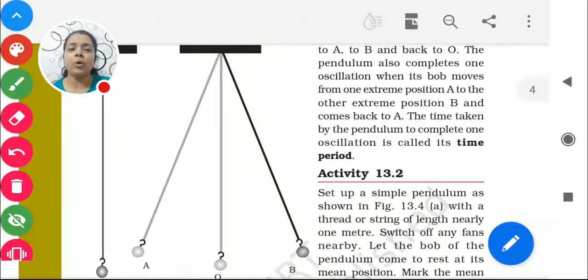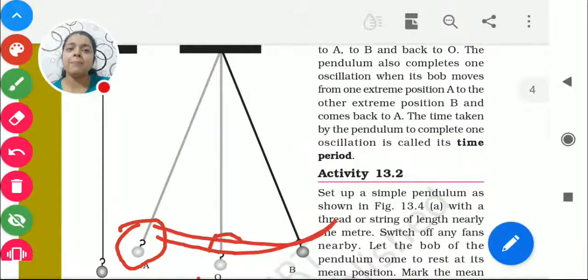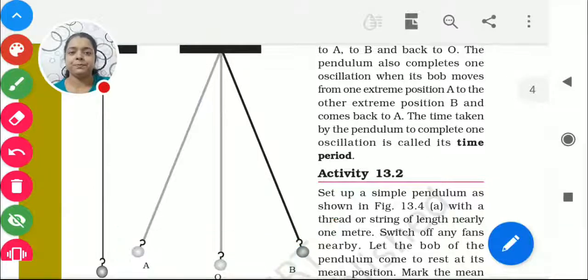Means from the point it had started. For example, take this one. It started from here, went there and came back. Went there and came back. So what is it actually? It is known as oscillatory motion. The point it started from, after movement along, it reaches the same point again. When it reaches the same point, that is known as oscillatory motion.